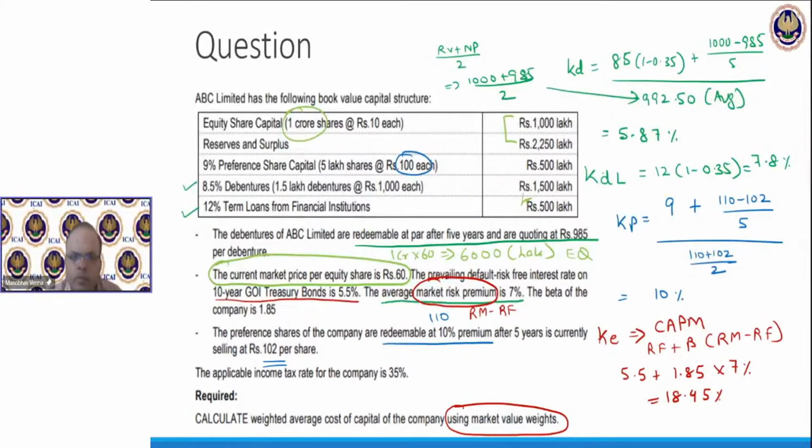Great. What is the market value of preference shares? I think that was also given, 102. So the market value of the preference shares is 102 into 5 lakhs. We're talking about 510. And the debentures are quoting at 985. So there we are looking at 985 into 1.5, which is 1477.5 in lakhs.